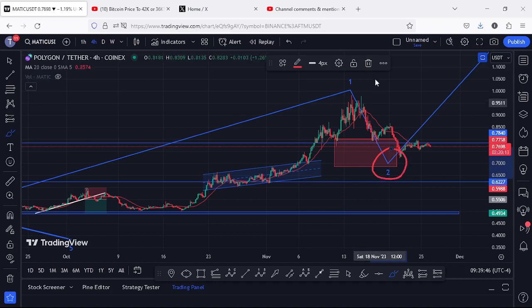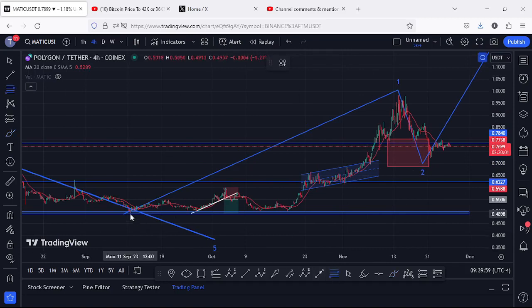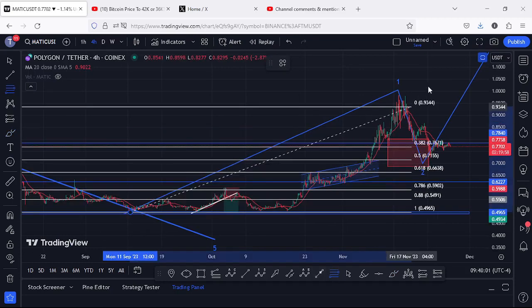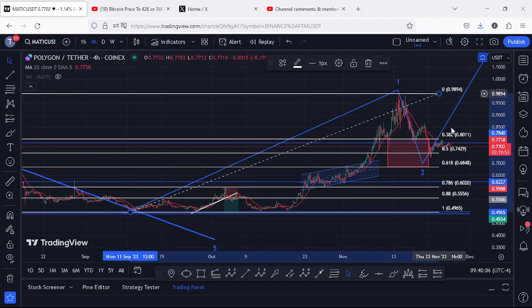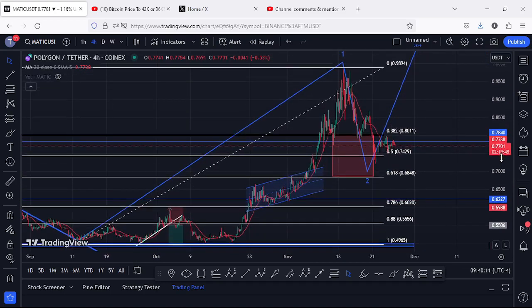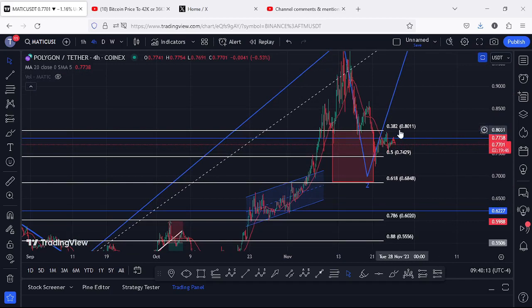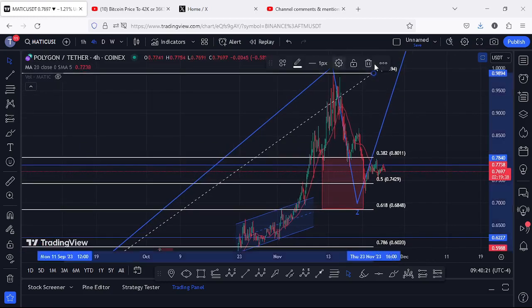And the minimum target areas for the second wave, I have highlighted on the charts using this red target area, which is an area that I came up with using the Fibonacci's. So using the Fibonacci's, connecting the fibs from the low of the first wave to the high of that wave 1, I get a minimum target area for the second wave between the fib level 0.382 and the fib level 0.618, and that is between the $0.8 mark and the $0.6848 mark, which is the area that I have highlighted on the charts over here.